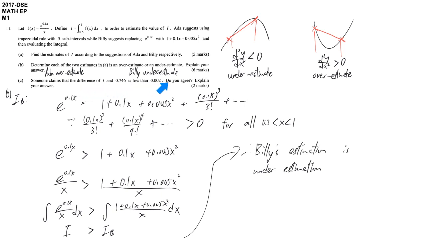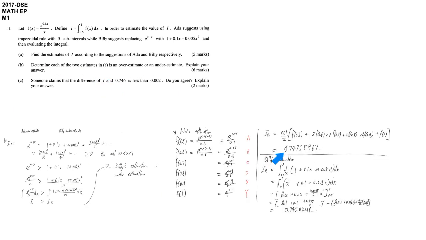Then we go to the last 2 points. It's quite easy. They say that the difference between I and this amount is less than this. Do you agree? So we are going to use a number line to write down the position of the true value and our estimation. If we compare the estimation from ADA and the estimation from BD, we will find that BD estimation is lower. So if we use a number line, the position is approximately like this. Now we are going to compare with 0.746. So 0.746 is between these, approximately here.